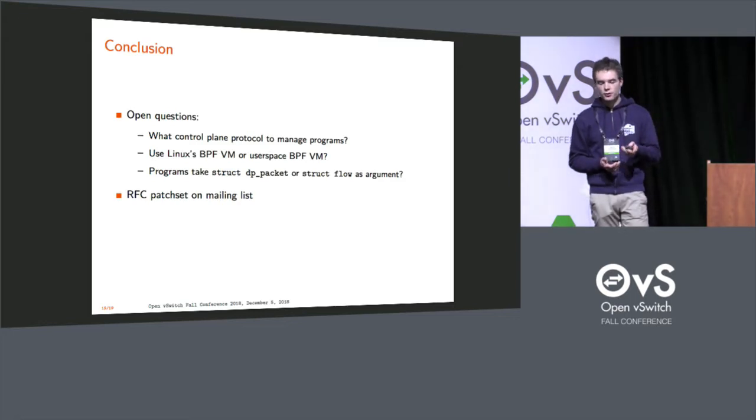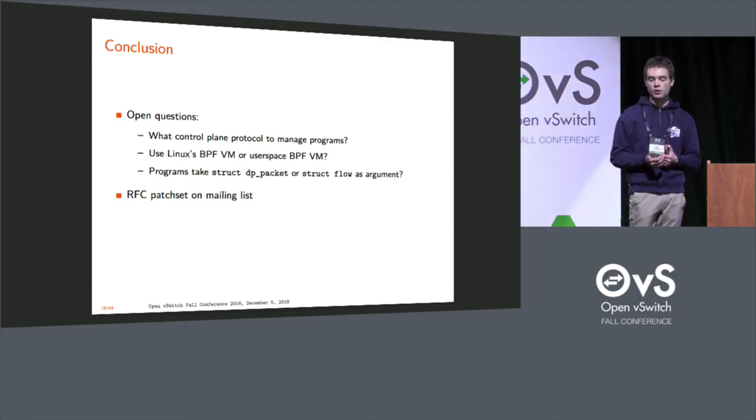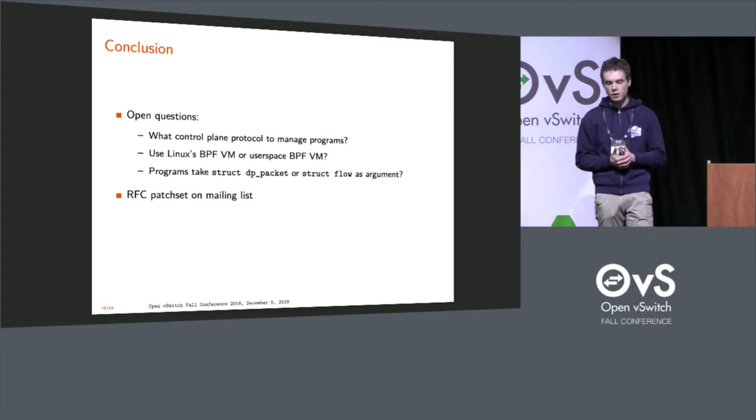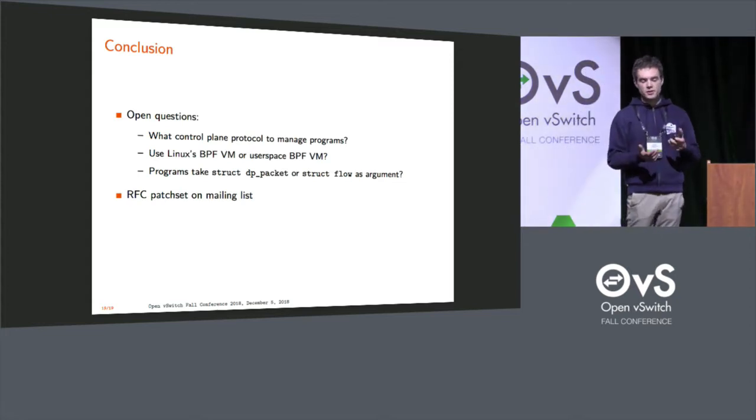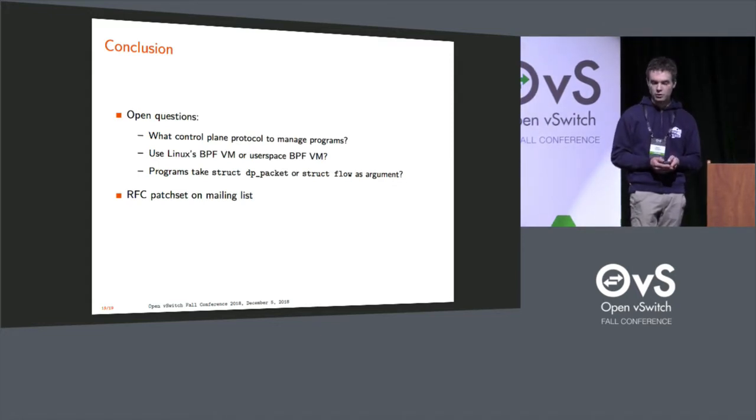And then there are a few other cases, like we need to determine whether programs should take the raw packet as an argument or maybe the data structure that represents that packet. And I'm planning to send an RFC patch set on the mailing list for the first approach I mentioned before.